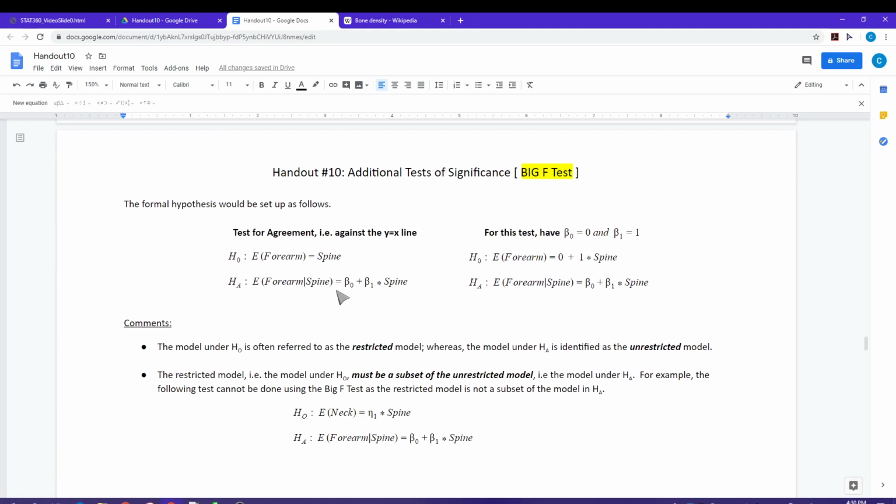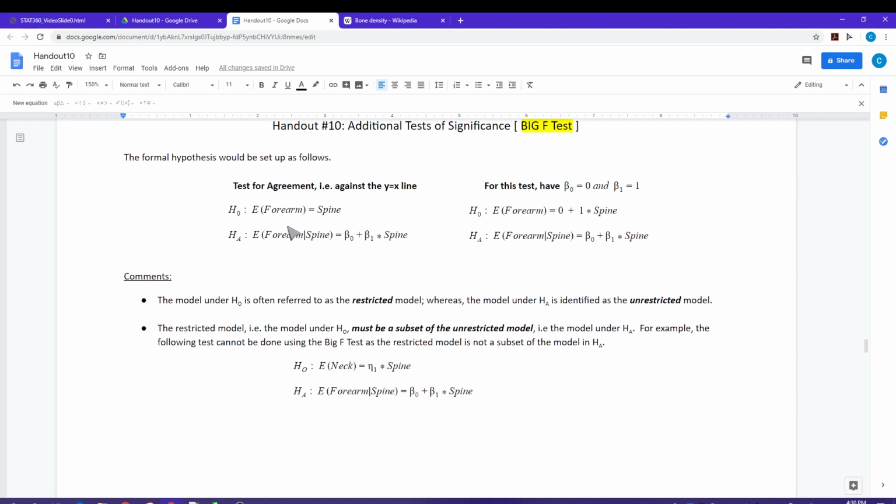So a test of agreement here is just going to try to verify whether or not my regression line is close enough to the y equal x line. In the context of this problem, the y equal x line just means that the expected forearm score will just be the spine score. So that's the line of agreement there, or the y equal x line. Y is forearm here, spine is x. So H0 is just an agreement. HA is that they don't agree and I need to use some other form for my regression line.